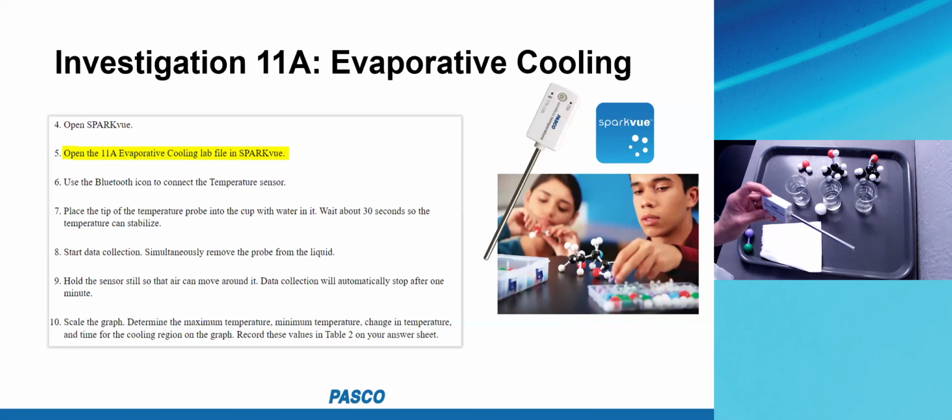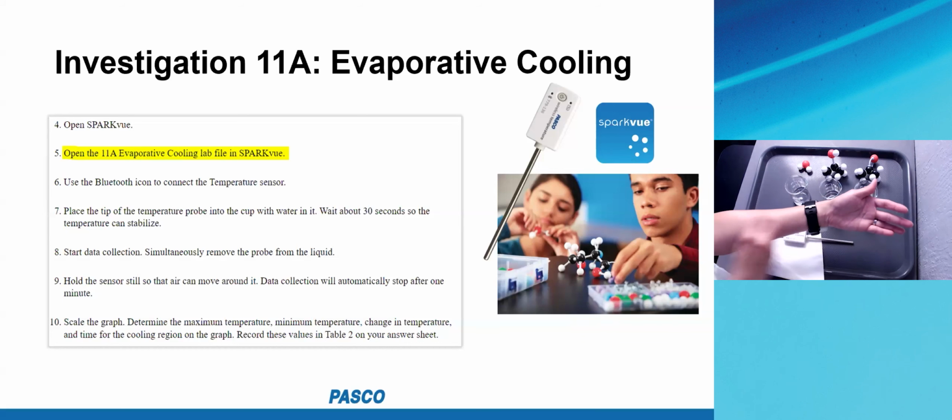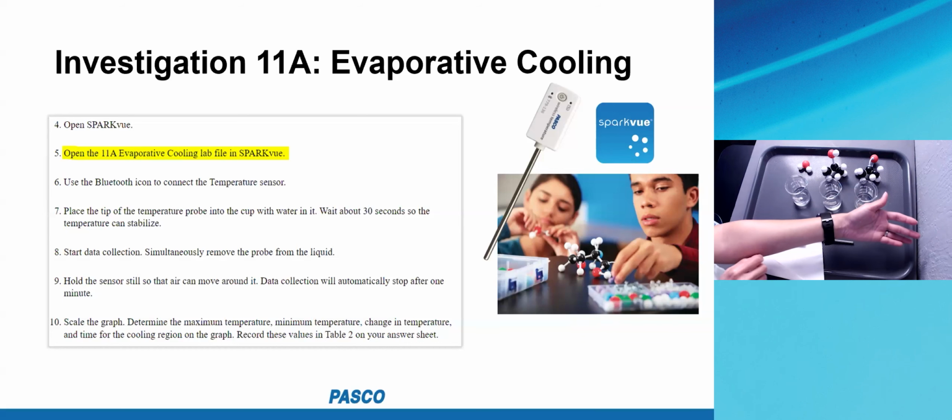So here we are doing the 11A evaporative cooling lab. It uses the temperature sensor, a cotton ball, the molecular model set, and some water, isopropyl alcohol, and acetone. The first part of the lab, which I'm going to skip, I'll just describe what happens. The students get two cotton balls. They put one in water, wipe the inside of the forearm, and describe what they feel. They're getting some sensation, and they're describing it.